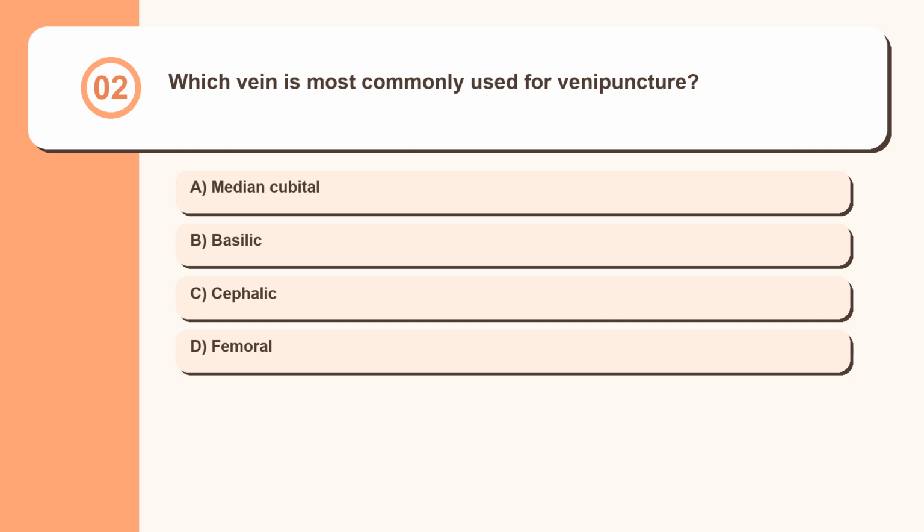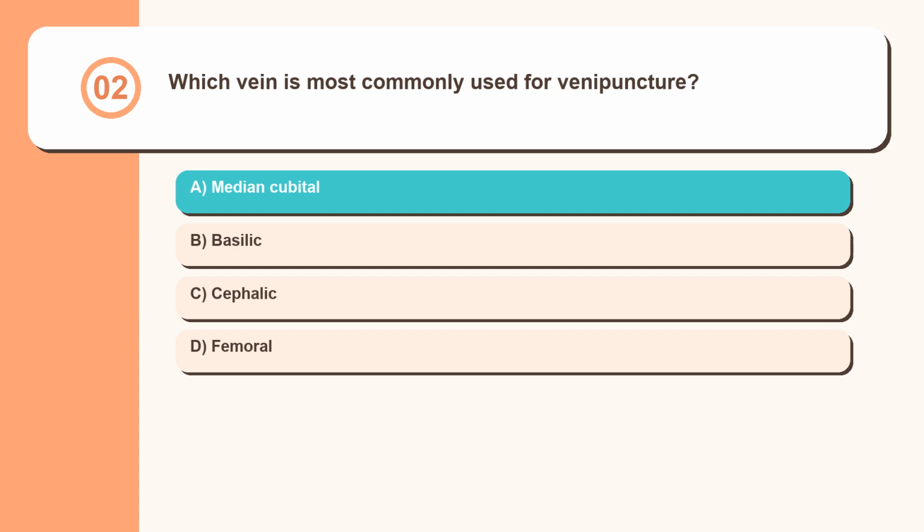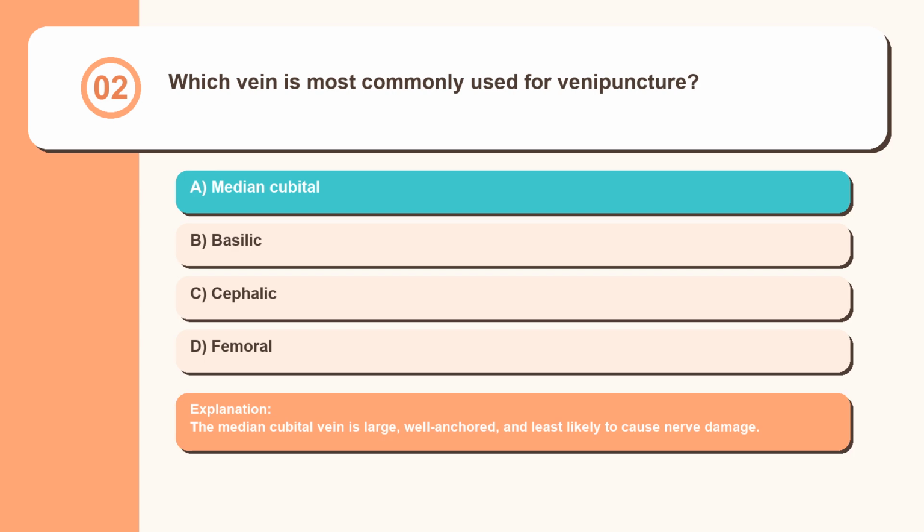Question 2. Which vein is most commonly used for venipuncture? Median cubital, basilic, cephalic, femoral. The median cubital vein is large, well anchored, and least likely to cause nerve damage.